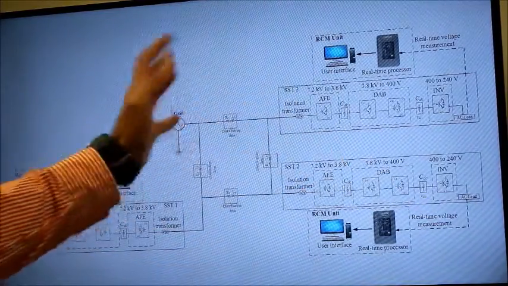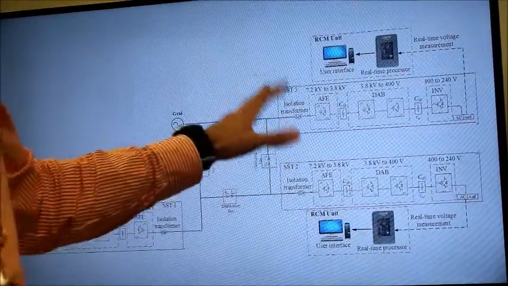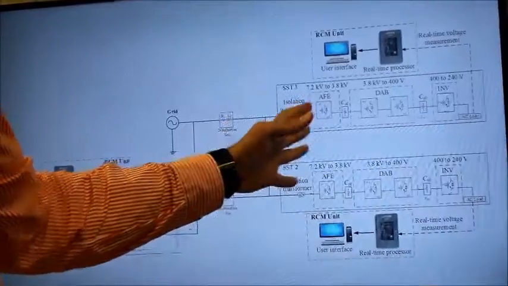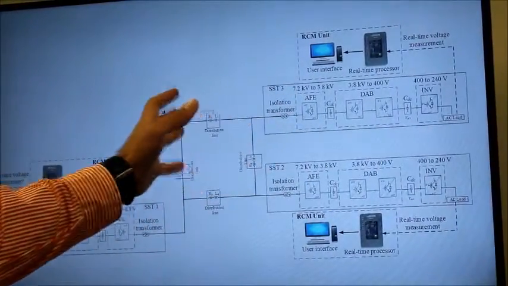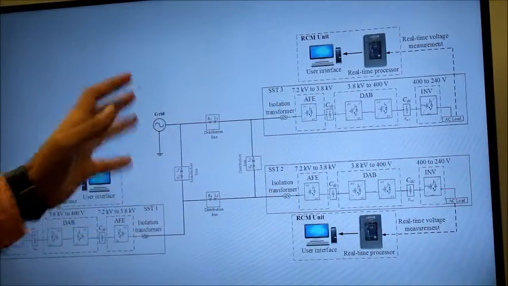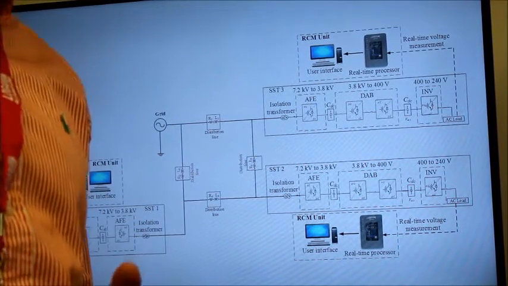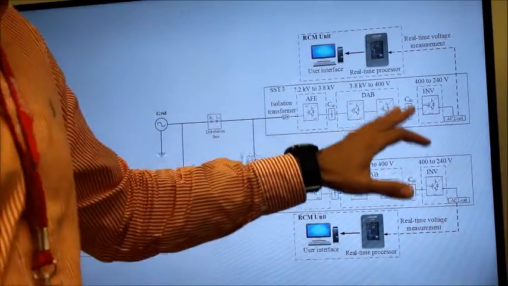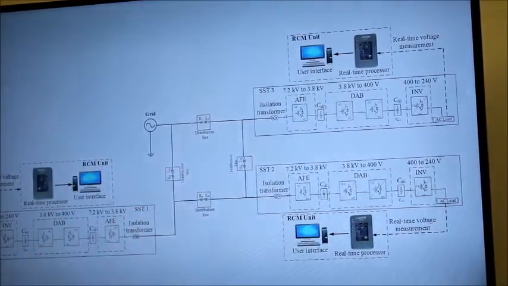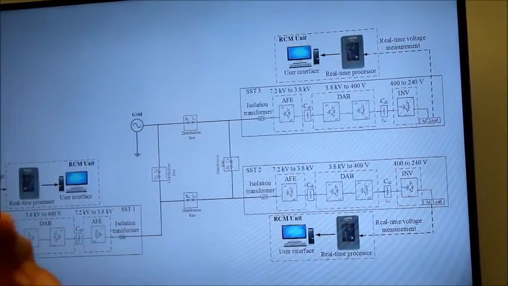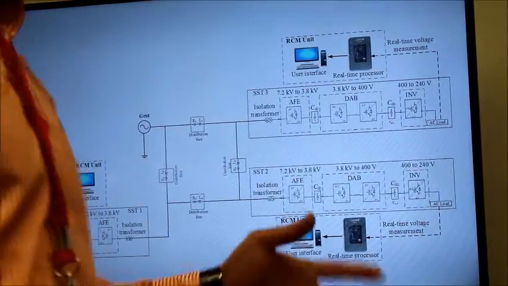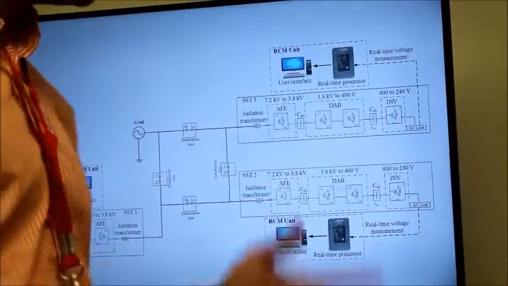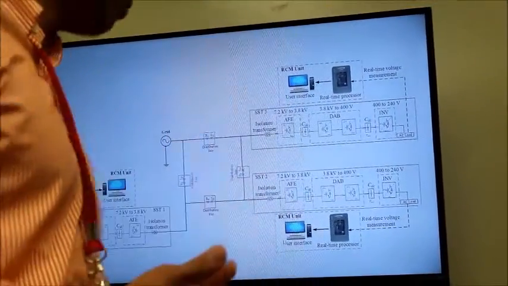For each solid state transformer, we have a rectifier and then a high voltage DC link, and then the voltage goes through a dual active bridge, which is a DC to DC converter. 3.8 kilovolt is converted to 400 DC volt, and after the low voltage DC link, we have the inverter in which 400 volt is converted to 120 volts. So at the load side of the solid state transformer, we have a single phase system but 3 wires, in which one of the wires is neutral.